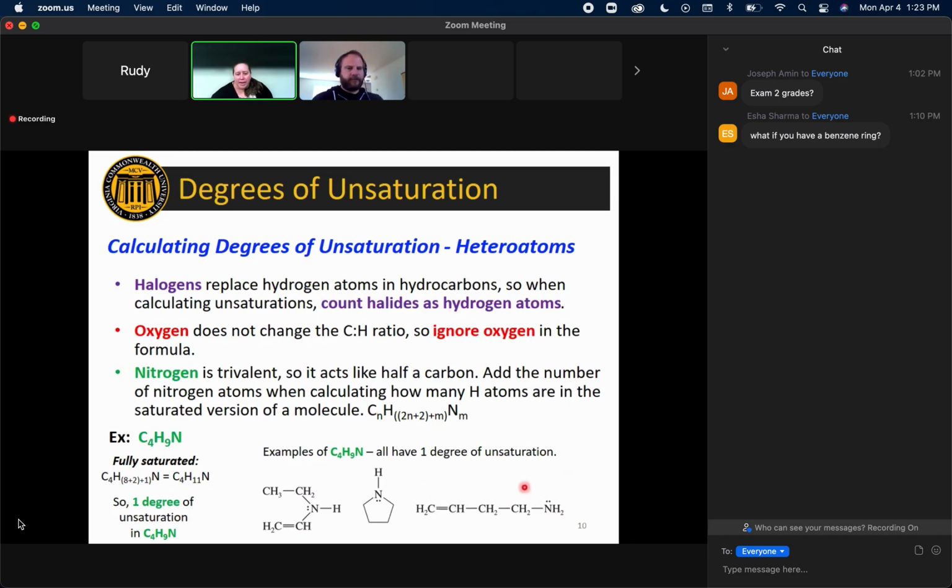Note, the one on the right and the one on the left have their degrees of unsaturation as pi bonds. They have different molecular scaffolds, right? Different branching. But it does not matter. We're taking the same number of atoms, the same number of electrons, and just moving them around, rearranging them. It doesn't matter what the structure of C4H9N is, it will have 1 degree of unsaturation. Not 0, not 2, not 15, just 1. It doesn't matter what the structure is, that will be true.